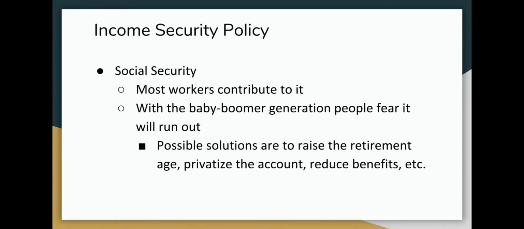Some people today fear that it will run out because of the baby boomer generation retiring. And there have been a number of possible solutions, including raising the retirement age, privatizing the account, reducing benefits, and things like that. But so far, there really haven't been many changes. They did raise the age of retirement slightly, but that was a while back.